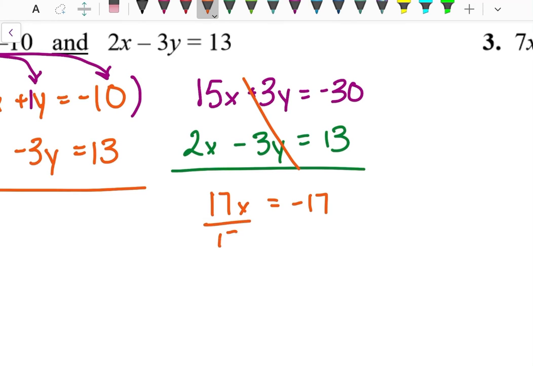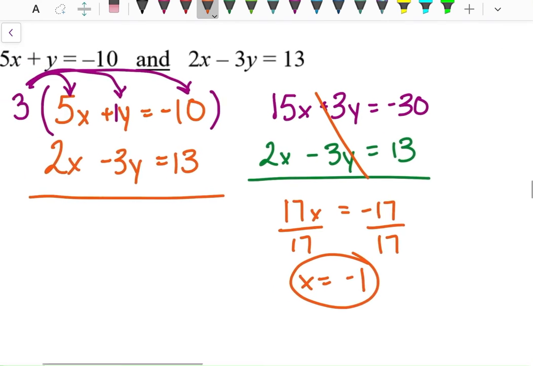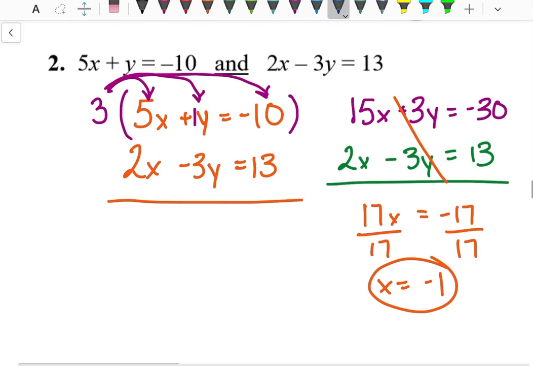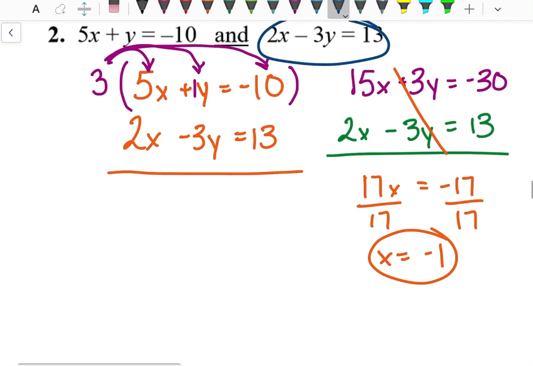And if I divide by 17, I get x is equal to negative 1. Now that I know what x is, I'm going to take it and plug it back into one of those two equations. I'm going to choose this one. So I'm going to do 2 times x, which is negative 1, minus 3y equals 13.